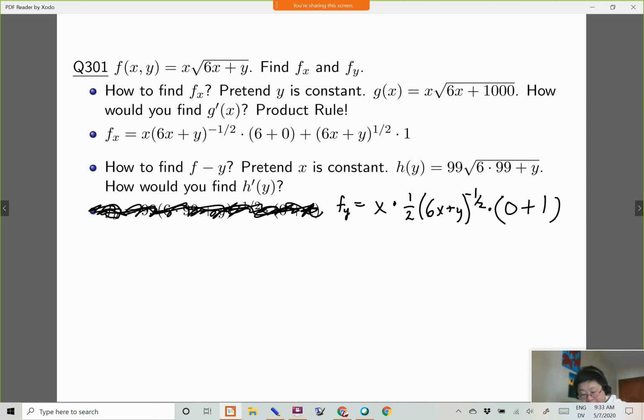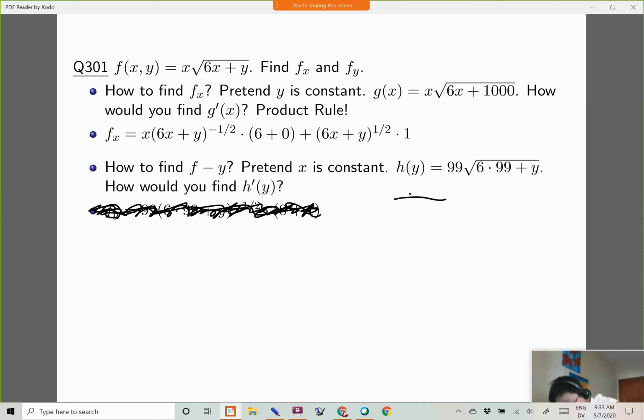So to find f sub y, I'll just rework it because I had a typo. So why not just rewrite it? So f sub y, how do we find this? Okay, remember, y is the variable, x is the constant. So we copy x because it is a constant. We're treating x like it is a constant. So we just copy the constant. And then we have to differentiate this part.